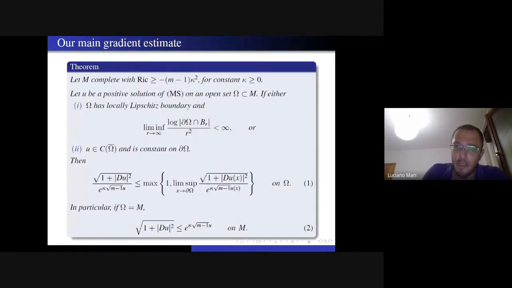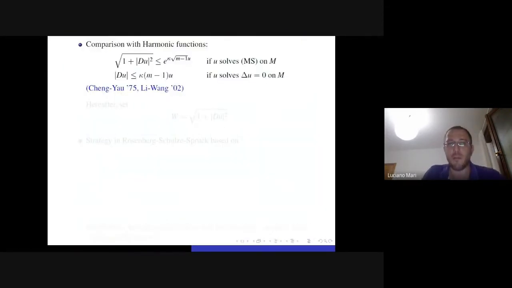What about the sharpness? I'll tell you in a second. I want to make a comparison with the case of harmonic functions. Our estimate is that the square root of 1 plus du squared is less or equal than e to the k square root of m minus 1 u. And in the case of harmonic functions, you have this beautiful estimate that is due to Cheng-Yau, and then Li-Wang cleaned the constant, and du grows linearly with u. The estimate by Li and Wang is really sharp.